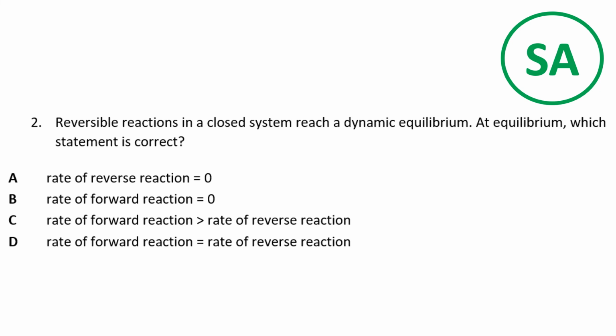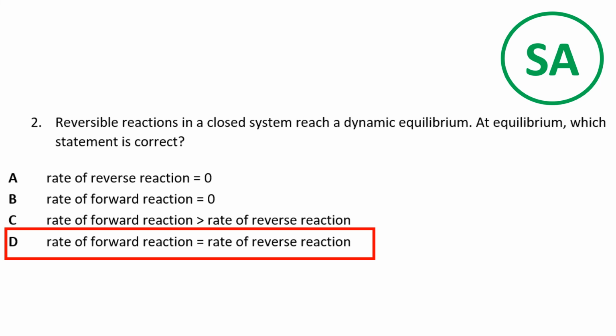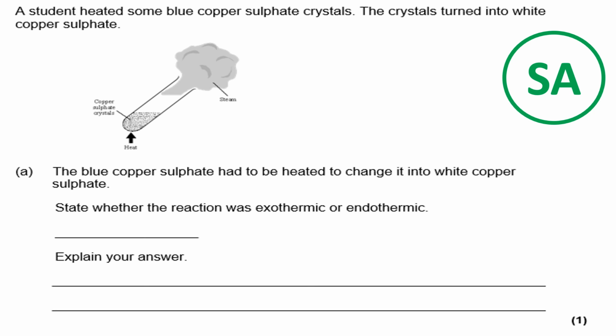Again, have a go at this multiple choice question on dynamic equilibrium. Okay, so reversible reactions in a closed system reach a dynamic equilibrium. At equilibrium, which statement is correct? Well, it's going to be this one here. Rate of the forward reaction is equal to the rate of the reverse reaction. Okay, have a go and then unpause the video.